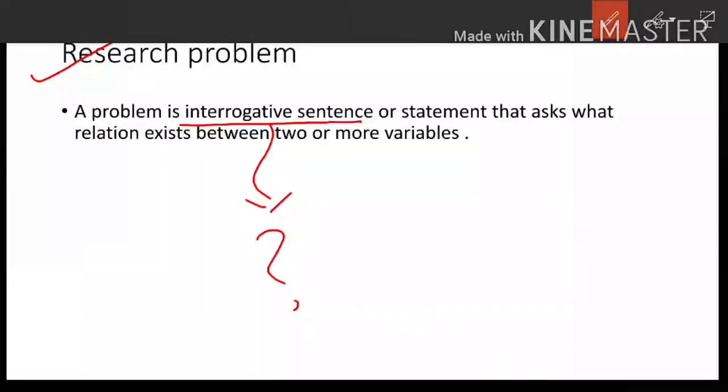Yes, when I teach you how to formulate it, you will come to know that we can also write it in a declarative form. I hope this much is clear to you, and the research problem is clear to you, that it is a statement that you write as an interrogative sentence that asks what relation actually exists between two or more variables. So I hope this much is clear, and here I would like to clarify the doubt: what is the difference between the research problem and the problem statement?